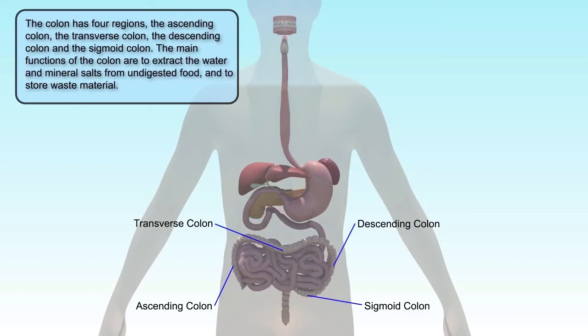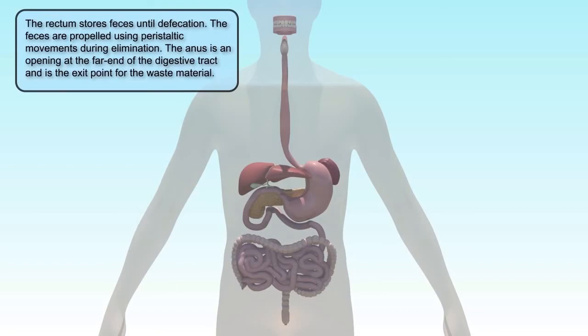The main functions of the colon are to extract the water and mineral salts from the undigested food and to store waste material. The rectum stores feces until defecation. The feces are propelled using peristaltic movements during elimination. The anus is an opening at the far end of the digestive tract and is the exit point for the waste material.